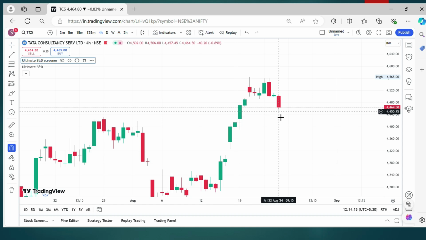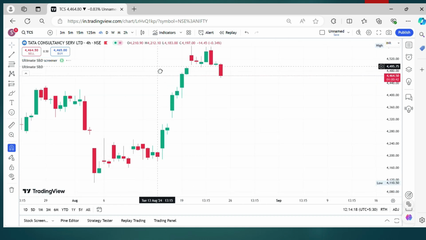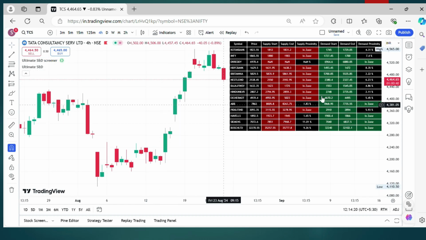Now I'm moving to the 4-hour time frame. Let's see the results of the screener. The screener has given me which stock is in a demand or supply zone in the 4-hour time frame. So this is how the result will be. The nitty-gritties of the indicator and screener will be explained in detail in an upcoming video. So keep watching this space for more.